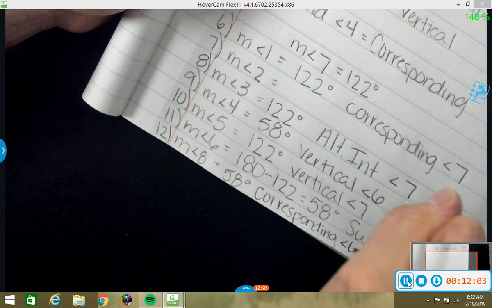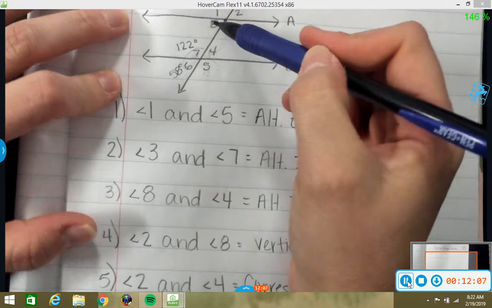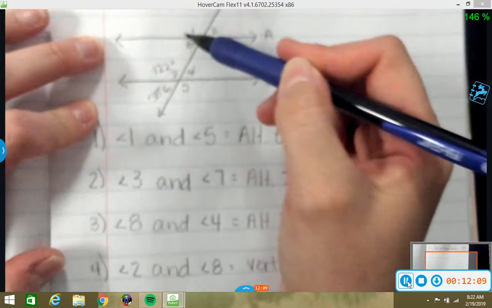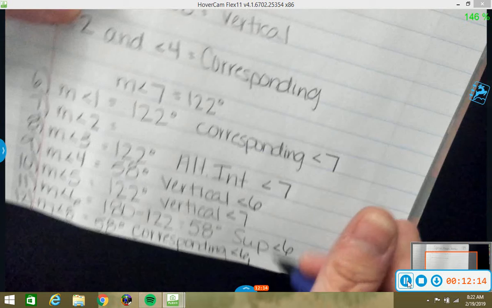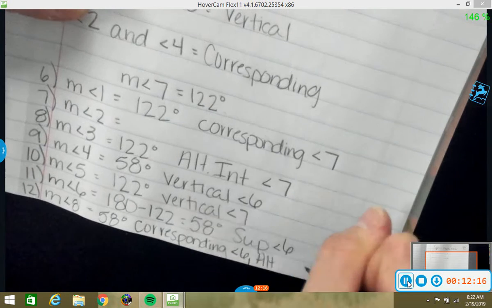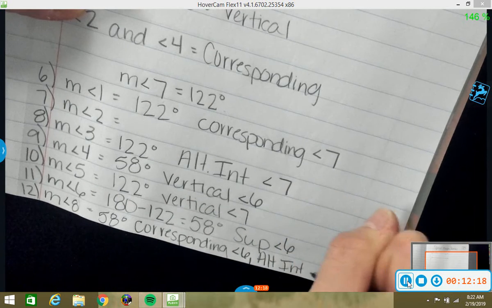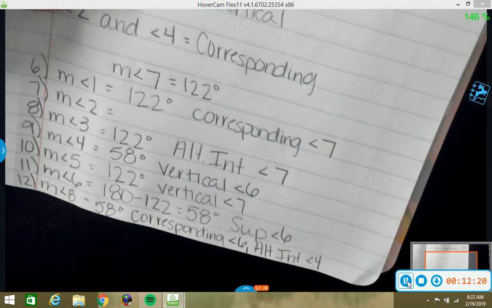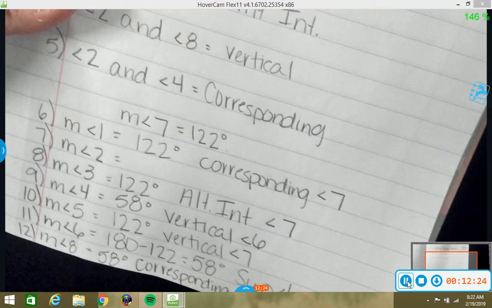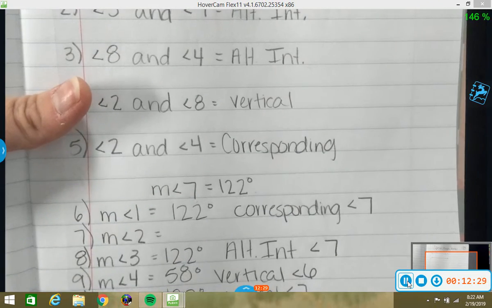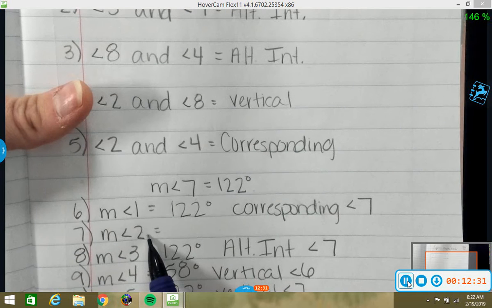Is there another way that I could have found that? It's also the alternate interior to angle 4. Did it matter which one you give? No, it doesn't matter. So alternate interior to angle 4 could have also been an answer. You may be asked to show all of the options eventually. Alright, so the only one we have left is the measure of angle 2.